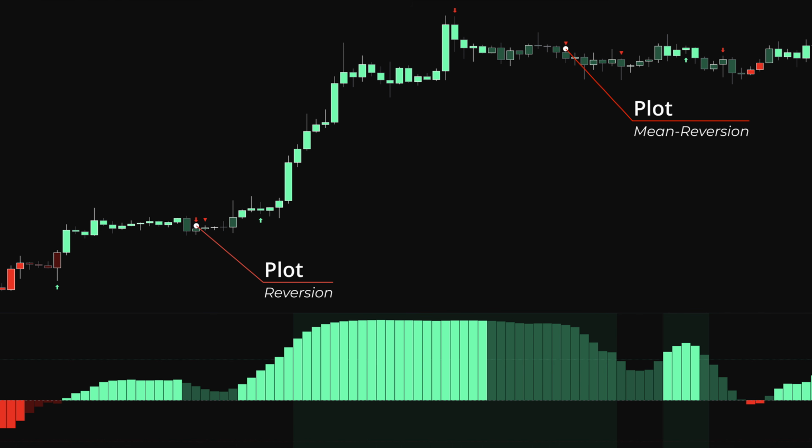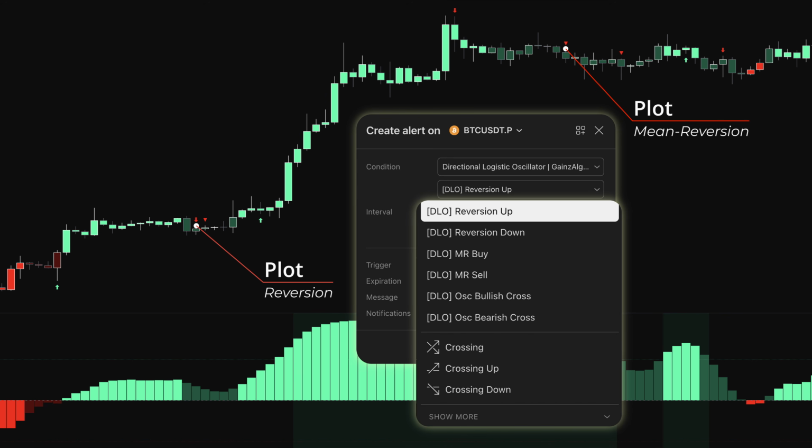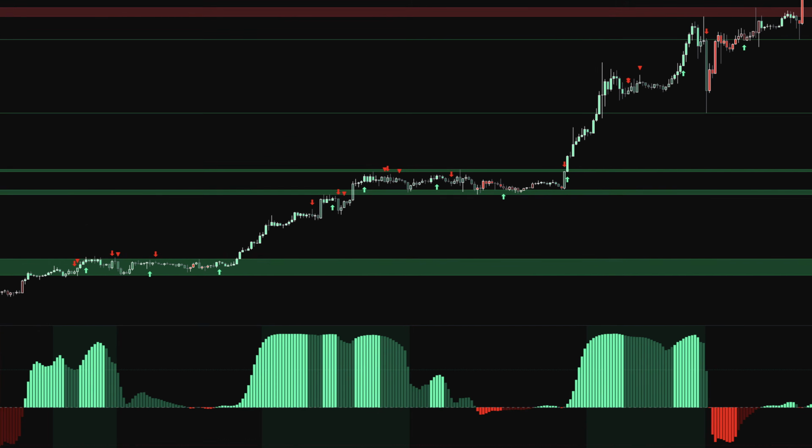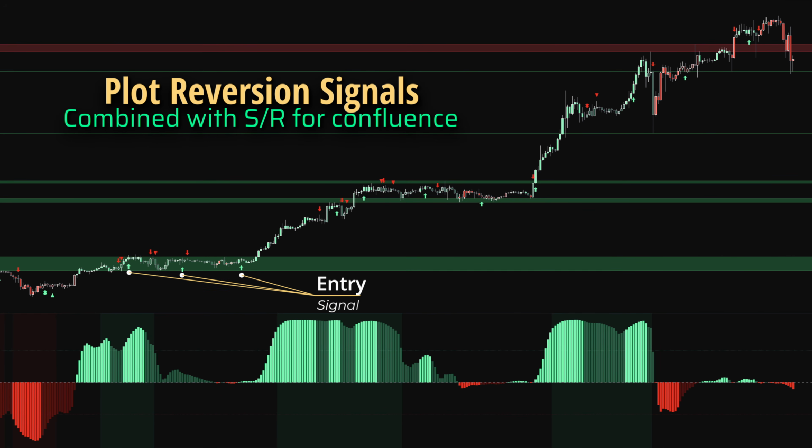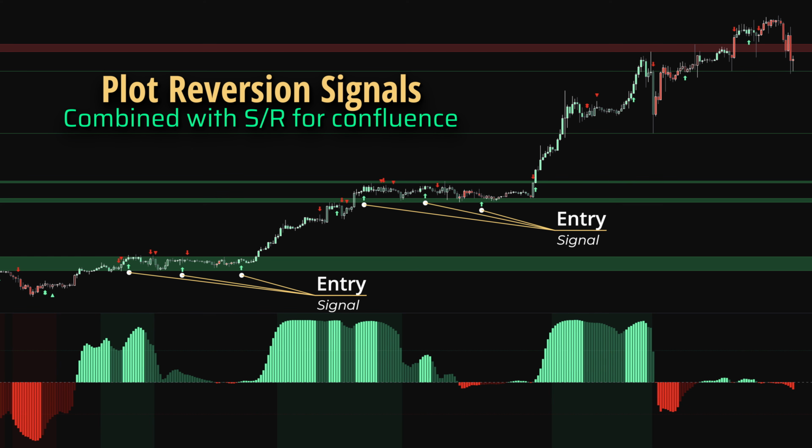Both signal types plot directly on the price chart as small arrows and have dedicated alert conditions, along with zero-line cross alerts for basic directional shifts. In practice, this works best as a trend filter or confirmation tool, alongside a price-based entry method. The percentile thresholds adapt to recent oscillator behavior, rather than using fixed levels, which makes the extreme zone signals more relevant across different market conditions and instruments.